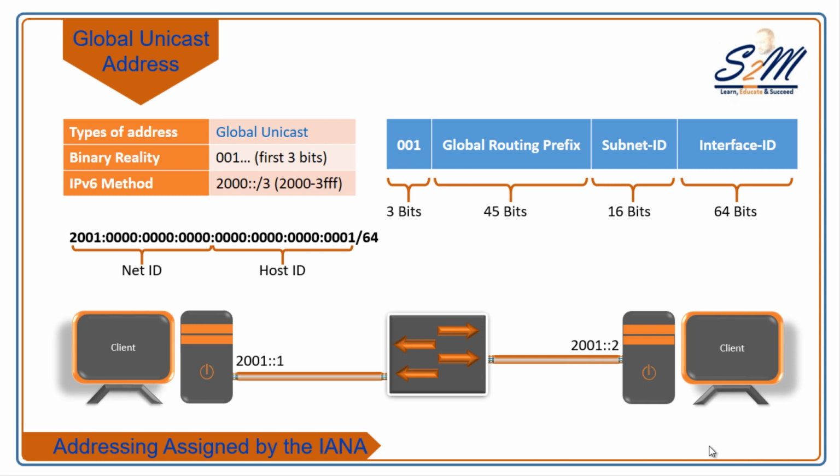Now let's check. PC1 on the right side of the network wants to send a packet to a destination address on the other side of the network, on the left side, PC2. Each computer has its own unicast IP address. In this example, the destination address is 2001::2. So this is the complete information about a global unicast address. These numbers are assigned by IANA.